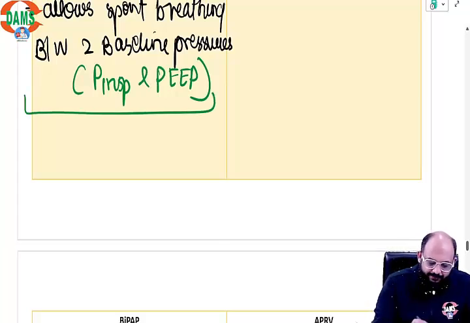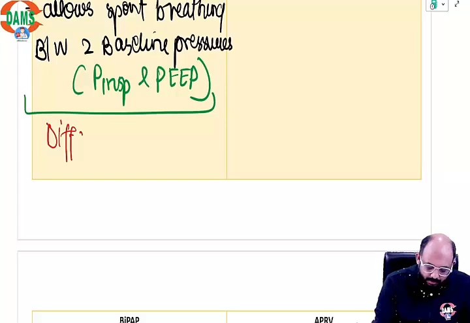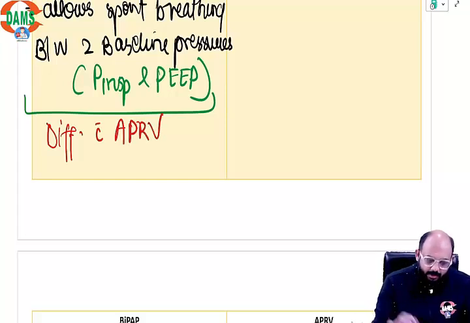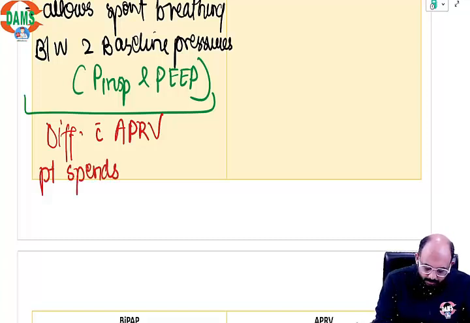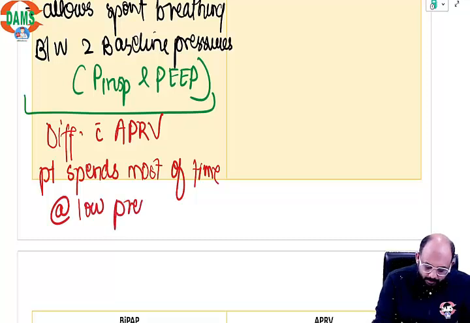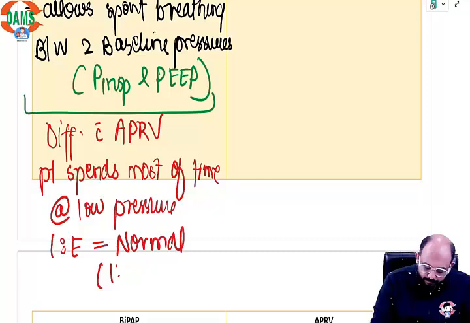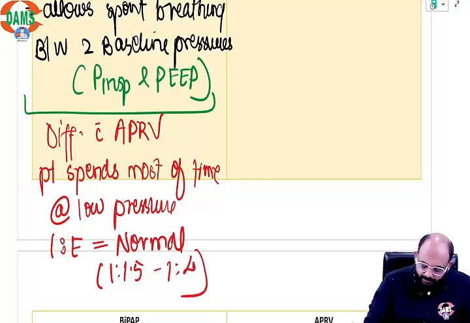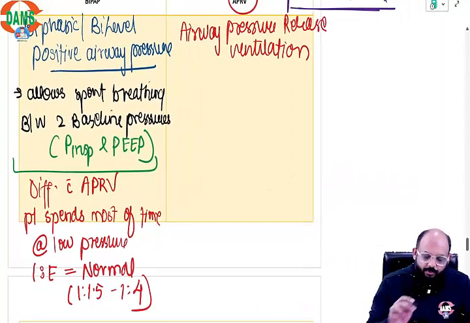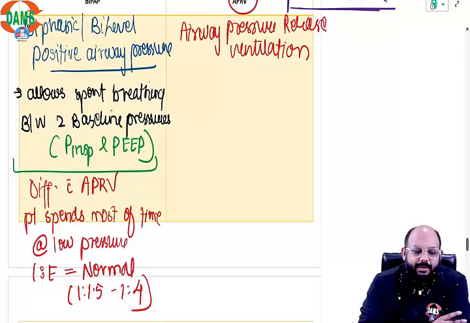What is the difference with APRV? The difference with APRV is that in BiPAP the patient spends most of the time at low pressures, that is the expiratory pressure, because the inspiratory expiratory ratio is normal, which is 1:1.5 to 1:3 or 1:4, where you give more time to expiration than you give to inspiration. That is normal ventilatory mechanics.